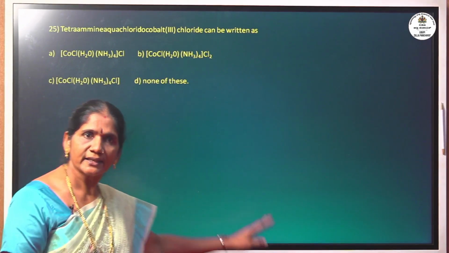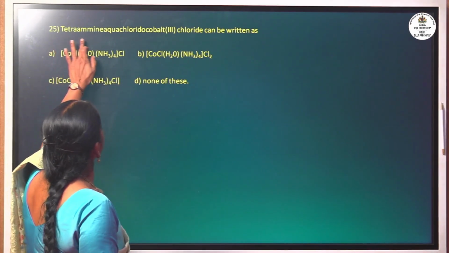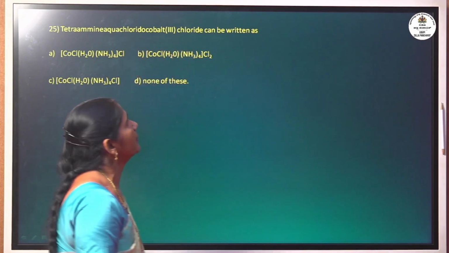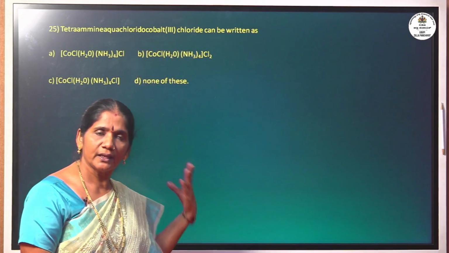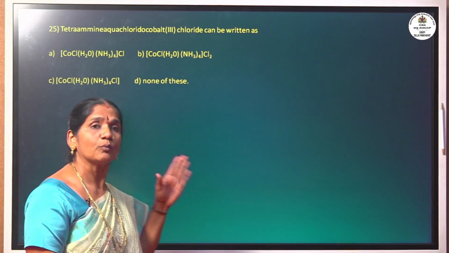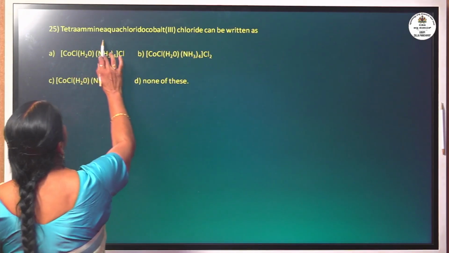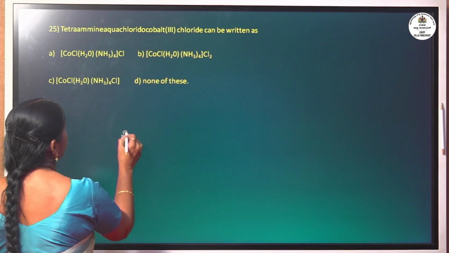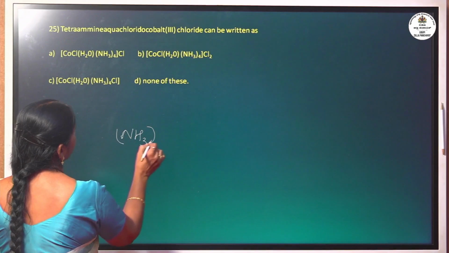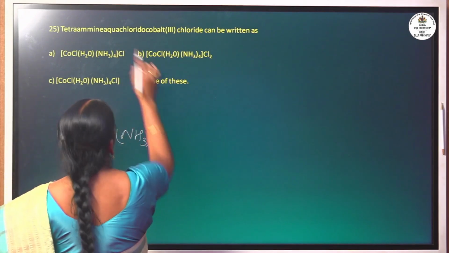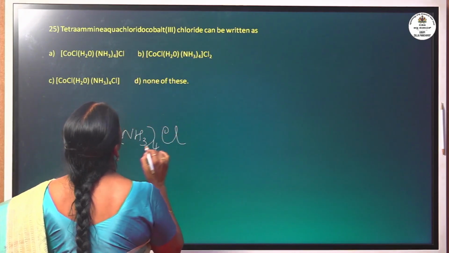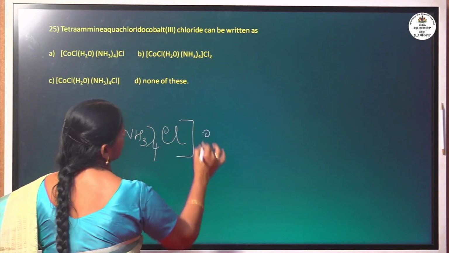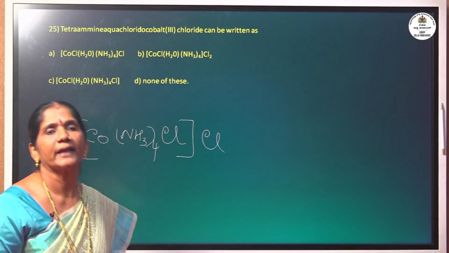Okay, so the next one is tetraammineaquachloridocobalt(III) chloride, can be written as. Now you are given the name, you have to write the correct formula for this. Tetraammine is okay. Chlorido is okay. Cobalt(III) chloride. Now how many chlorides do you write outside?